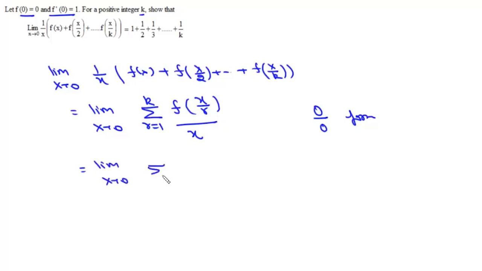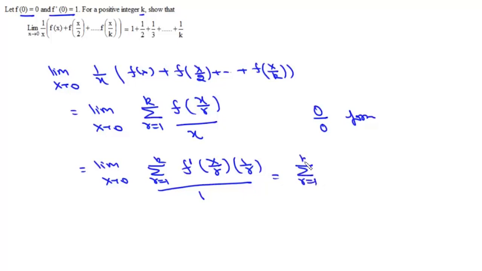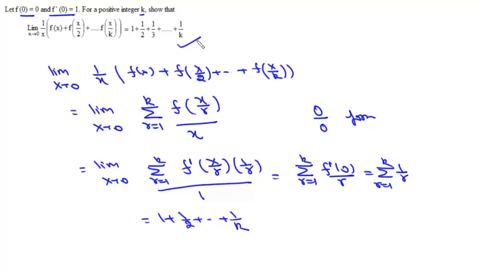x tends to 0, and then this summation r varies from 1 to k, and it will be this f dash (x by r) into 1 by r upon 1. Now this is summation r varies from 1 to k, this is f dash 0 upon r. Now f dash 0 is 1. So it will be this summation r varies from 1 to k, 1 by r, which is nothing but 1 plus 1 by 2 up to 1 by k. And this is what we need to prove in this question.